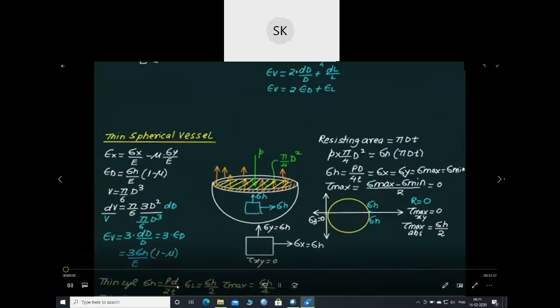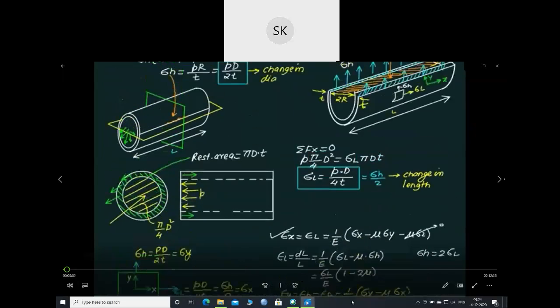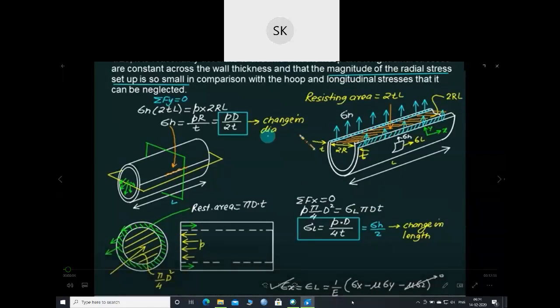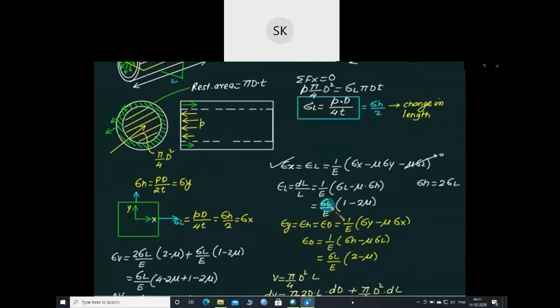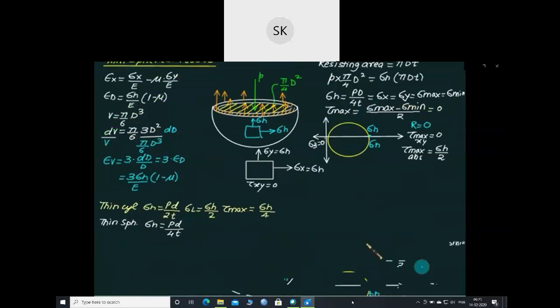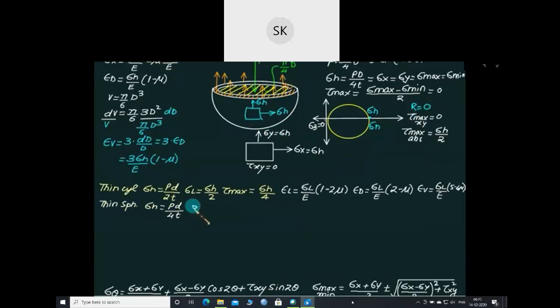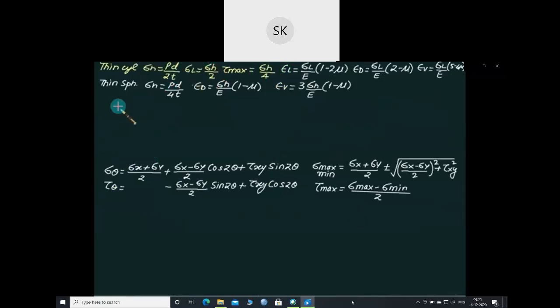We'll check one by one equation. Yesterday, what had we done? Yesterday we got sigma hoop PD by 2t, sigma L equal to PD by 4t. Then we have epsilon L equal to sigma L by E times 1 minus twice mu, for a thin cylinder, and epsilon V equals sigma H divided by E into 1 minus mu.